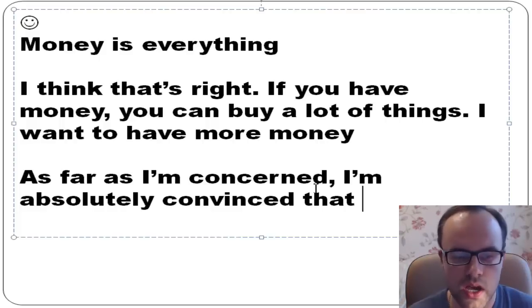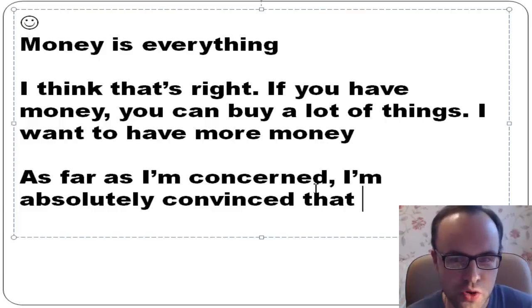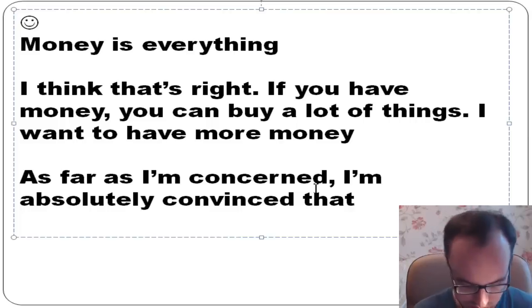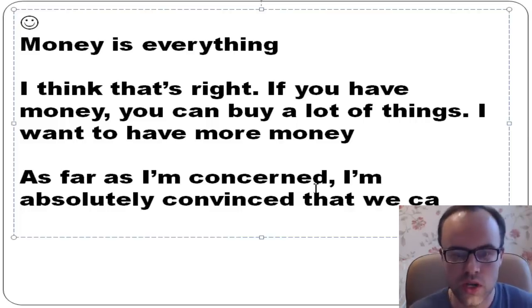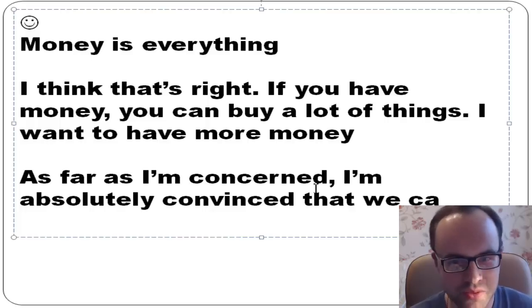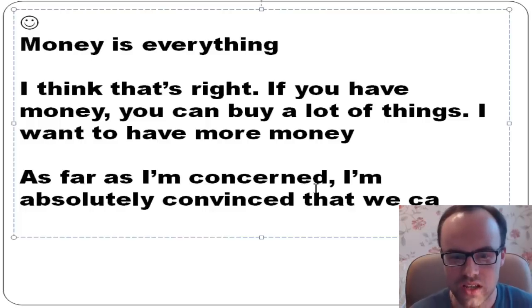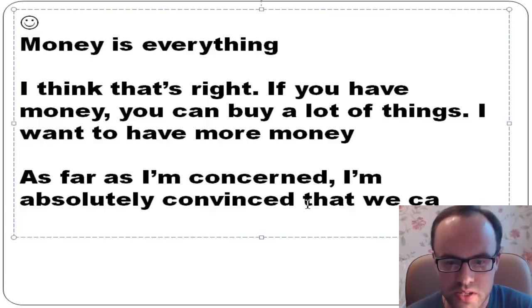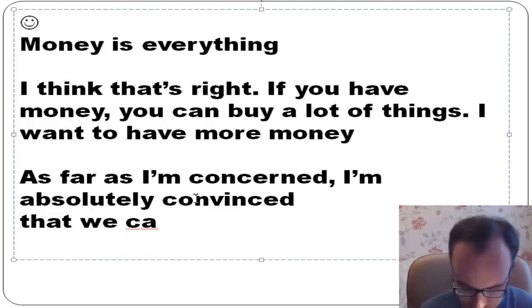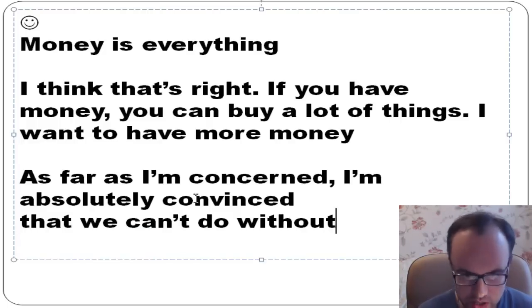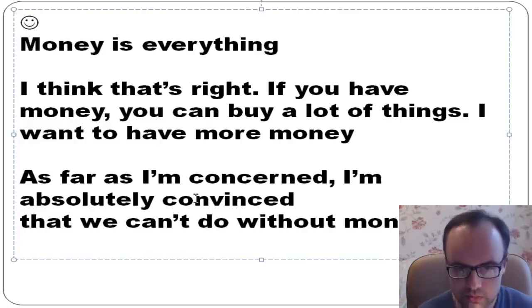You know, yeah, we need to do some phrasal verbs, collocations, so that "we can't do without money." It means that we can't live without money. "We can't do without" is a phrasal verb. So really, if you start using phrasal verbs in this speech, I'll be so happy for you. So you see, "I'm absolutely convinced that we can't do without money."